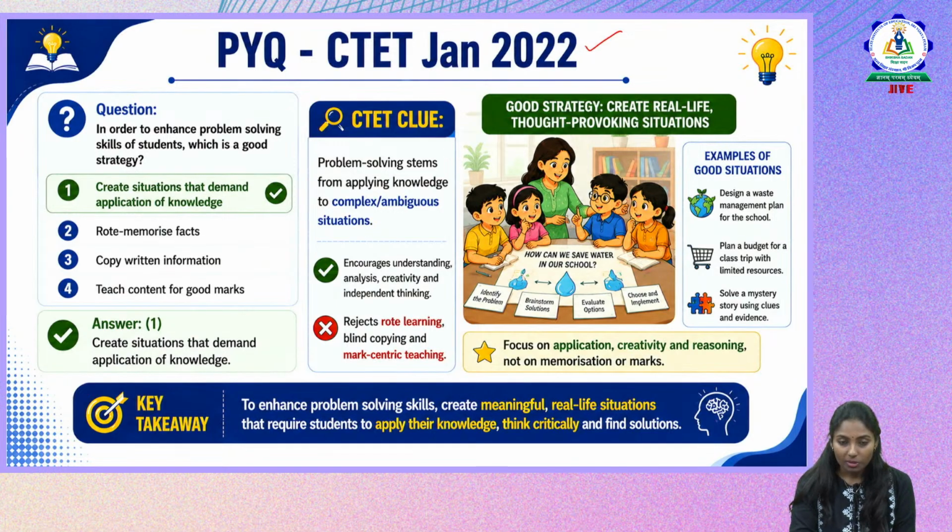Okay, so हम options देखते हैं एक एक करके. Create situations that demand application of knowledge. Yes, that's the right answer. So अगर आपको ये आंसर पता है, we can go by eliminating the answer also. Second option is rote memorizing facts. By rote memorizing facts will not be able to enhance any problem solving skills. So you can eliminate this option also.